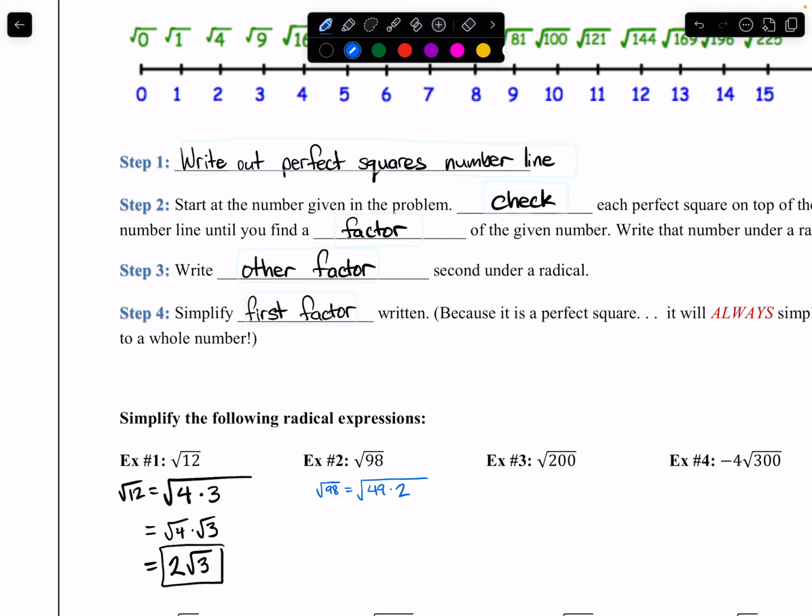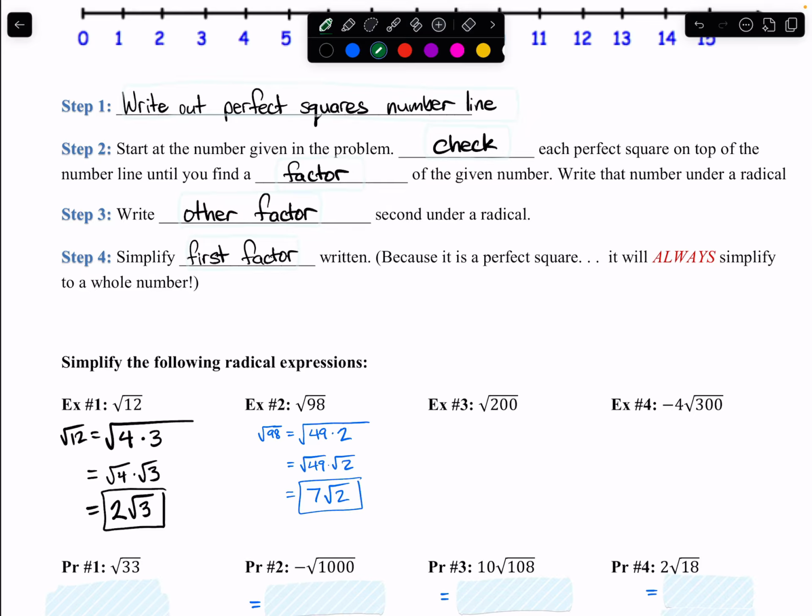We're going to use that product property to split it into 2 square roots. The square root of 49 times 2 is the same as the square root of 49 times the square root of 2. But we know the square root of 49 is 7. So our final answer is 7 root 2, or 7 times the square root of 2.